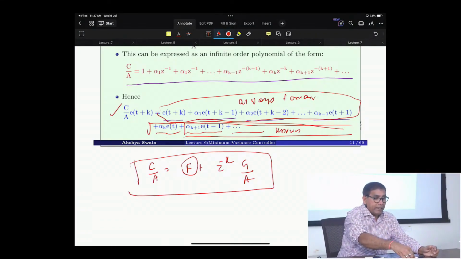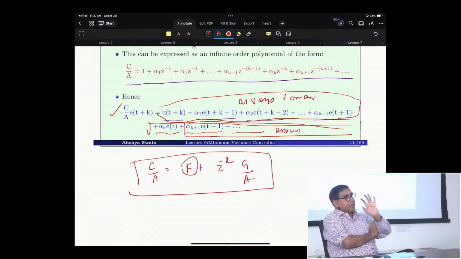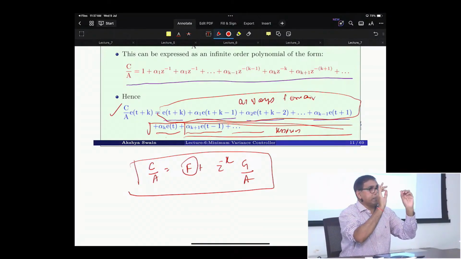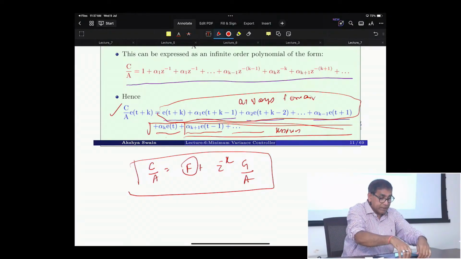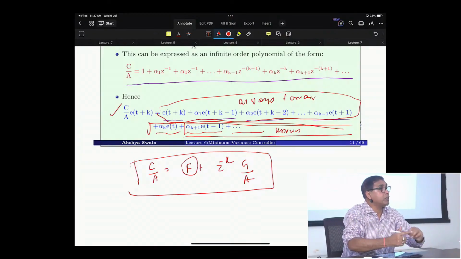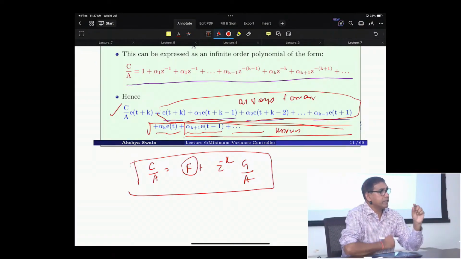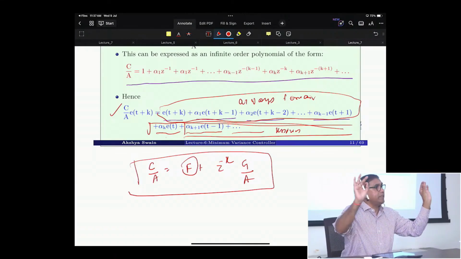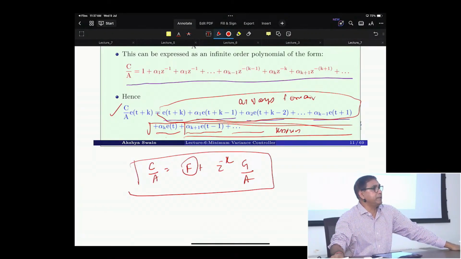So you will find in adaptive control, in generalized predictive control, if you go, you are academics, you will find this statement. Consider the Diophantine identity, C by A is equal to F plus Z to the power minus K G by A. This is the first statement. In the adaptive control book, the generalized predictive controller, they will first tell, consider the Diophantine identity, C by A is equal to F plus Z to the power minus K G by A.